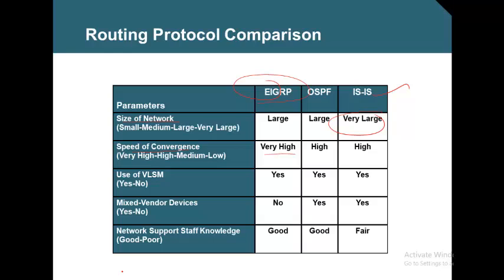Mixed vendor: OSPF, ISIS. EIGRP is a Cisco protocol. So not many vendors know about EIGRP. You cannot have one router with Cisco, another router with some other vendor. Not possible. Right? So this chapter was just an introduction to enterprises. Okay, the first protocol that we will focus on is RIP.